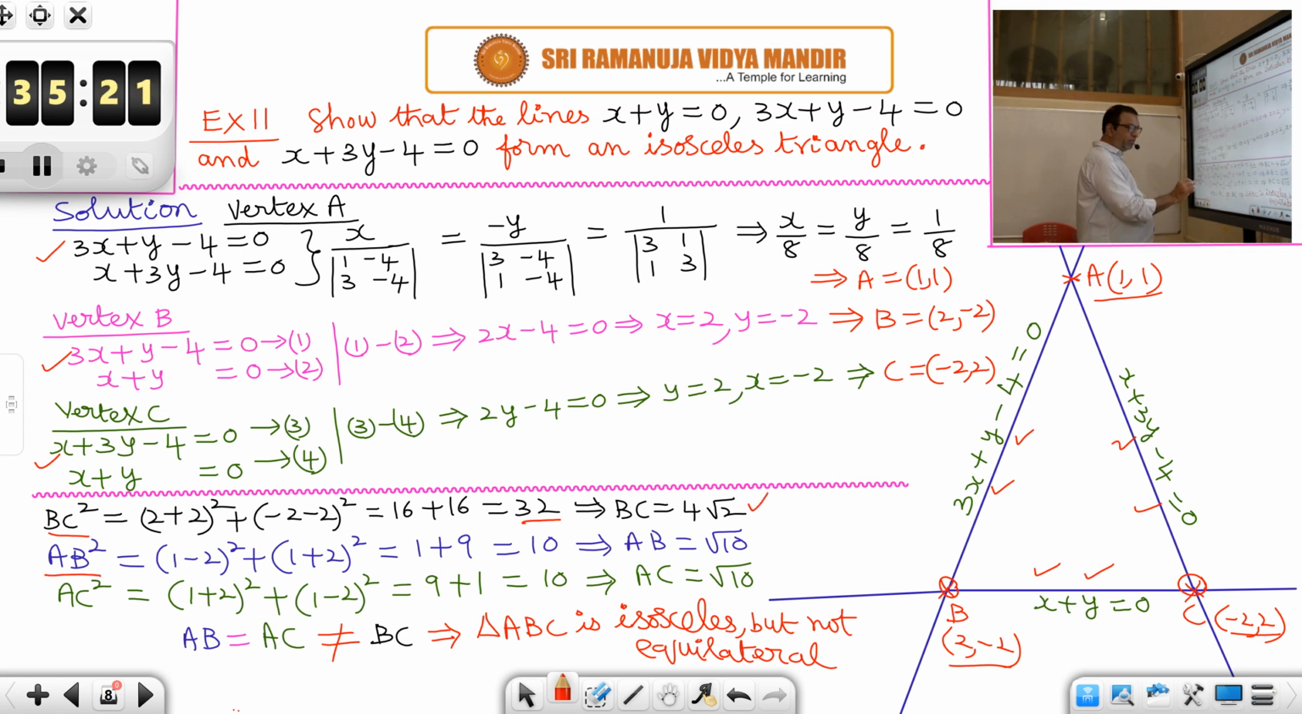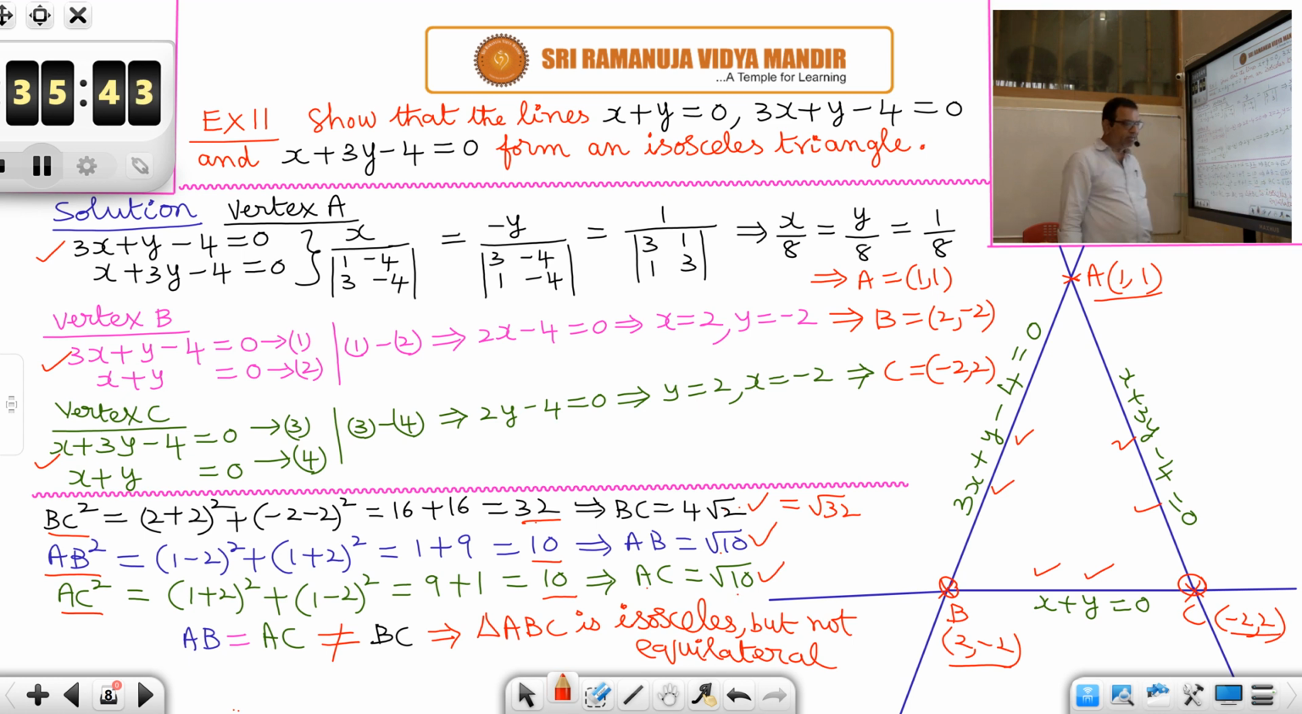Similarly, AB square I have found. AB square is 10. So AB is equal to root 10. AC square also I have found. AC square is also 10. So AC is equal to root 10. So the lengths of the sides are: first one is root 32, which is 4 root 2; second one is root 10; third one is root 10.